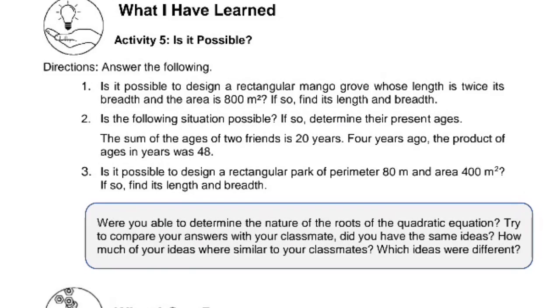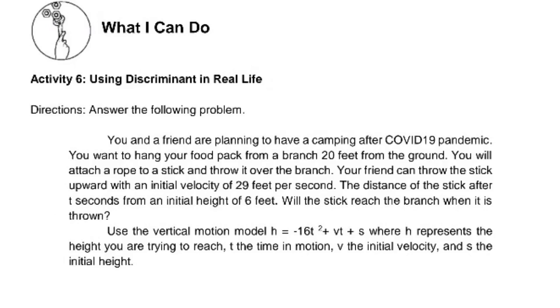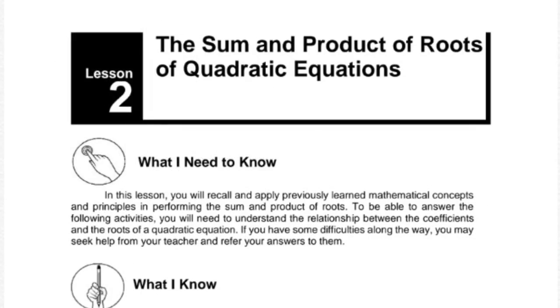Then activity 5, is it possible? So you'll just answer the following questions. There are 3 questions and just write your answer on your paper. Then activity 6, using discriminant in real life. Directions: answer the following problem. So you have there the problem, and what you're going to do is you will just answer what is being asked. Then let's have lesson 2, the sum and product of roots of quadratic equations.